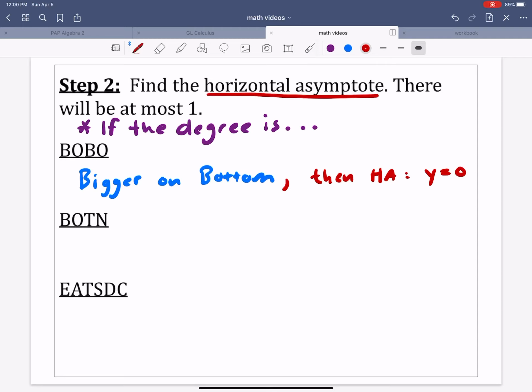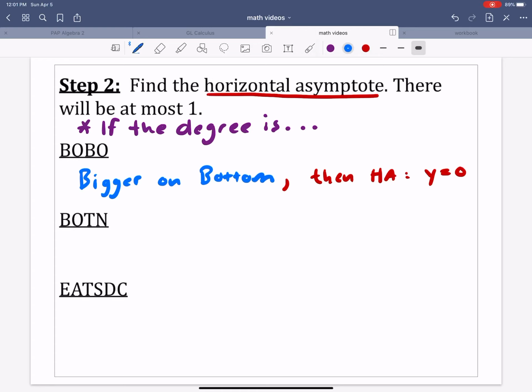So if the degree is bigger on the bottom, that means the greatest exponent you see in the denominator is larger than the greatest exponent you see in the numerator. That's a scenario where the degree is bigger on bottom than on top. Then your horizontal asymptote is y equals 0. It doesn't matter what the numbers are. If you see it's bigger on bottom, then y equals 0. Okay?